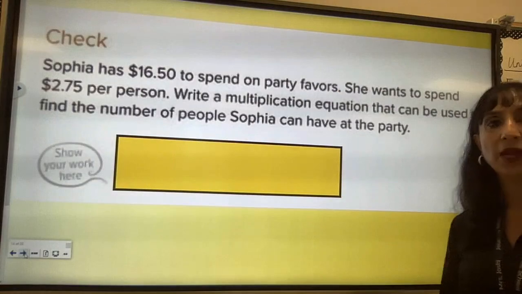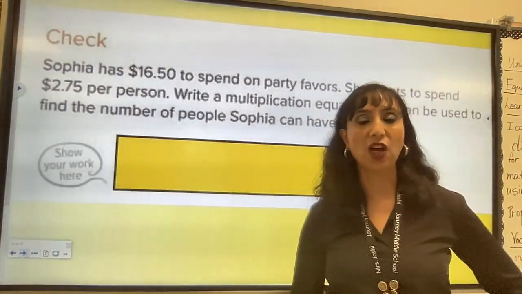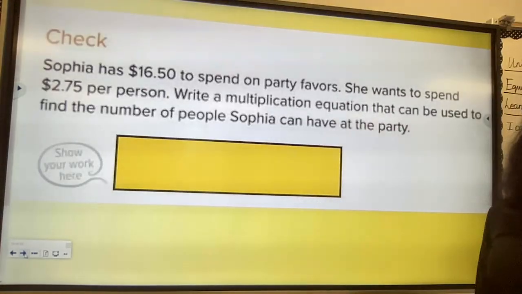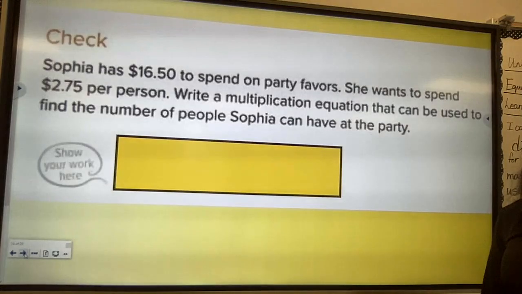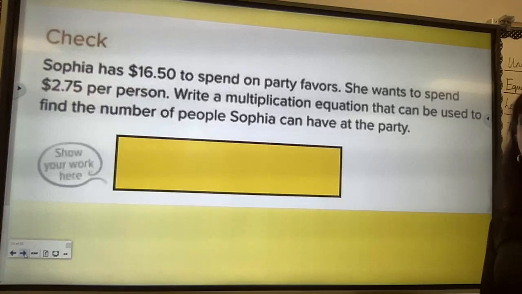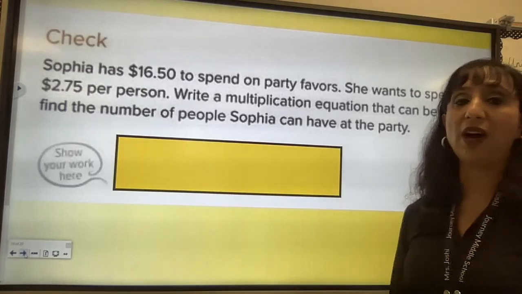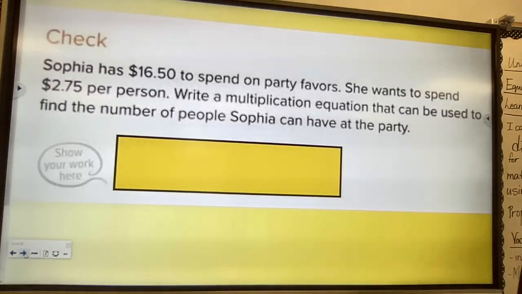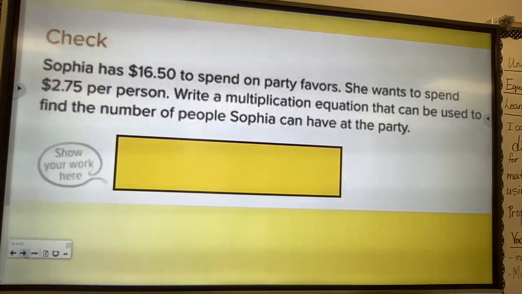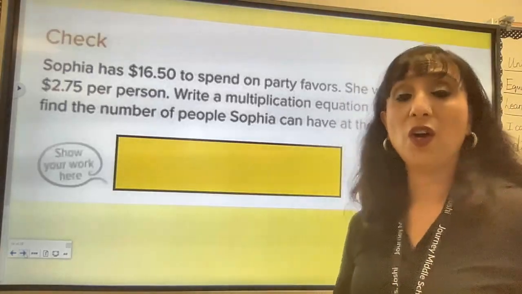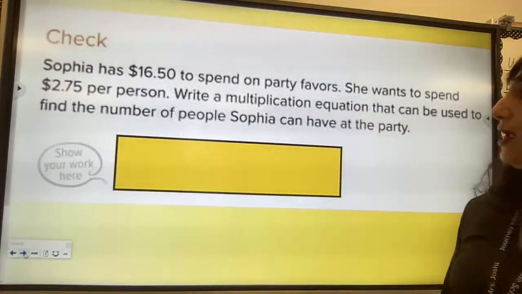And look at this one. It's saying Sophia has $16.50 to spend on party favors. She wants to spend $2.75 per person. Write a multiplication equation that can be used to find the number of people Sophia can have at the party. So I am going to call the party favors variable f. All right, so I'm going to write out my equation.